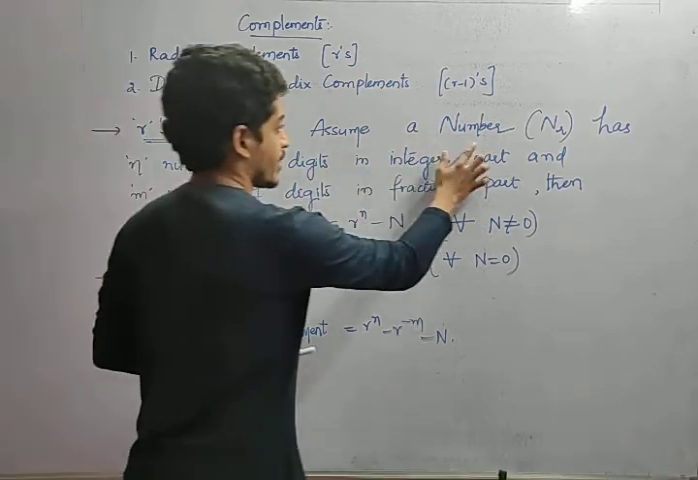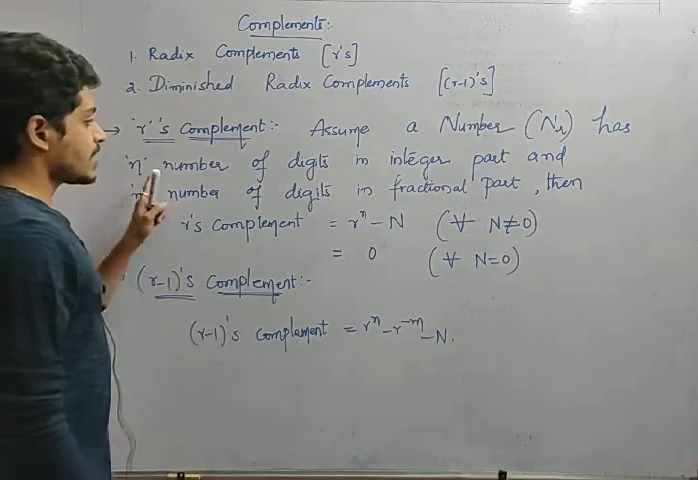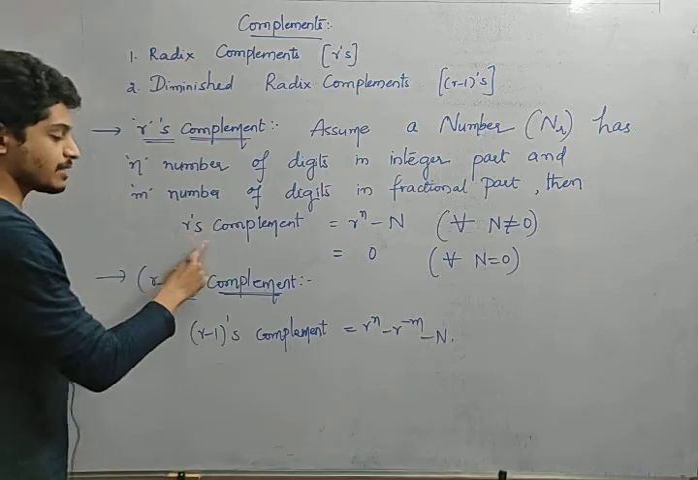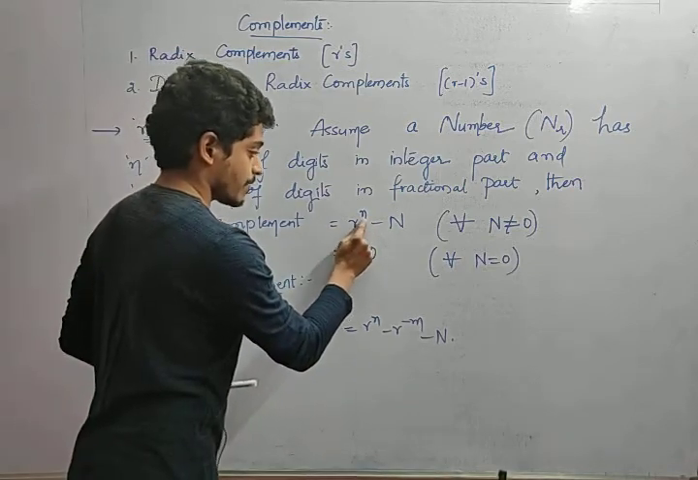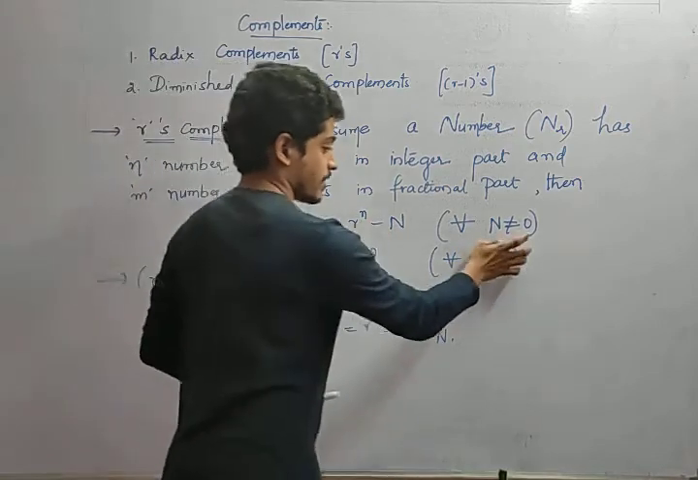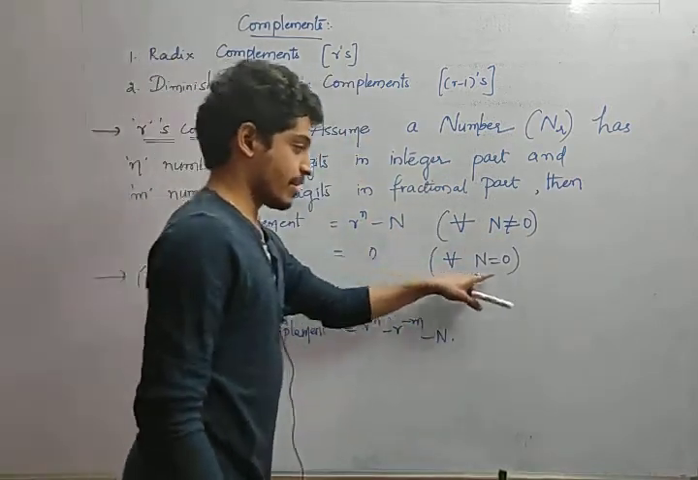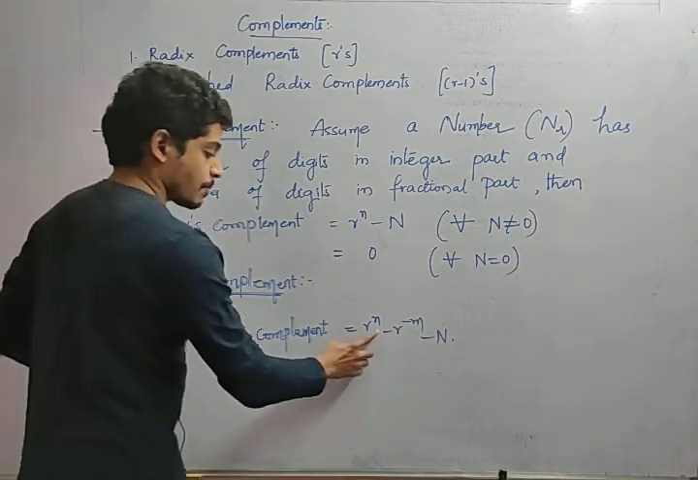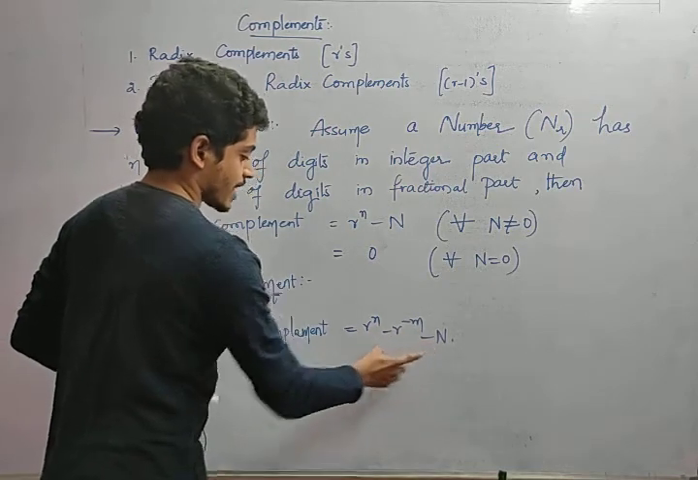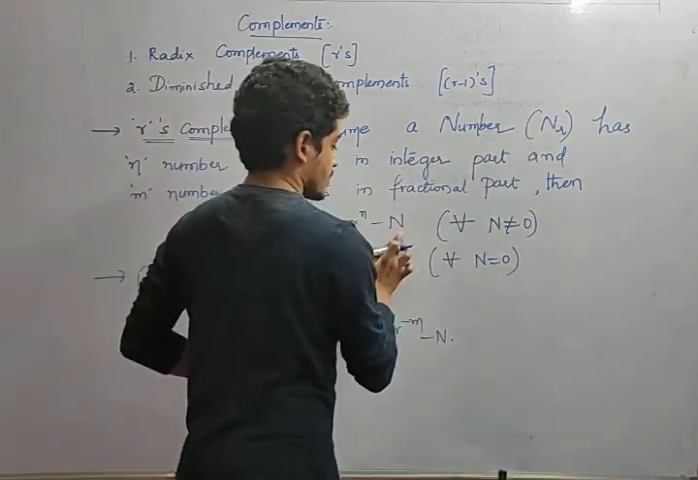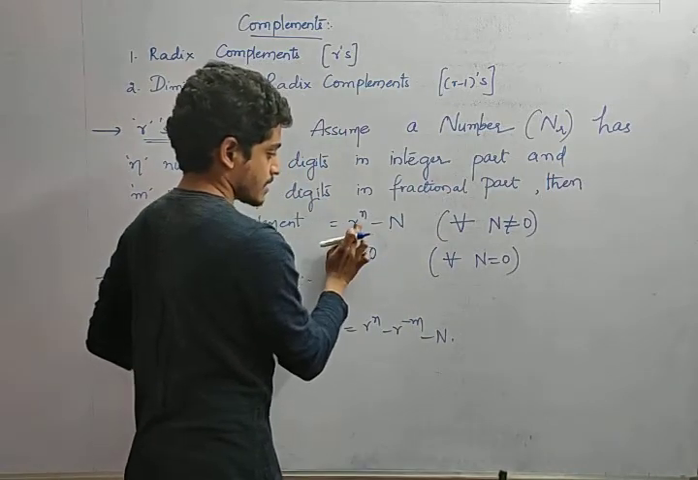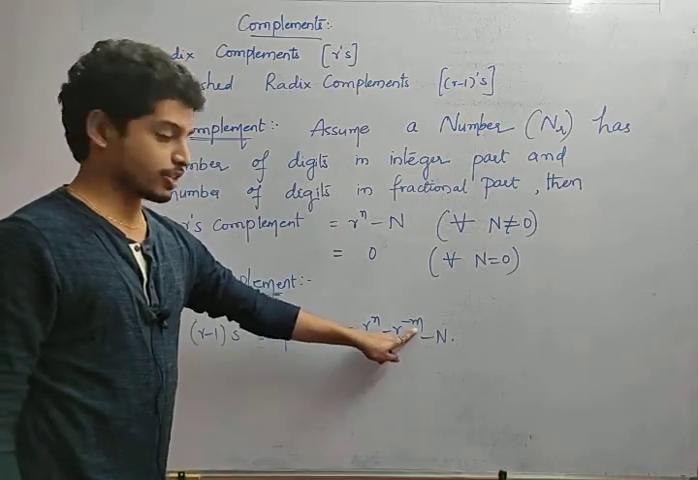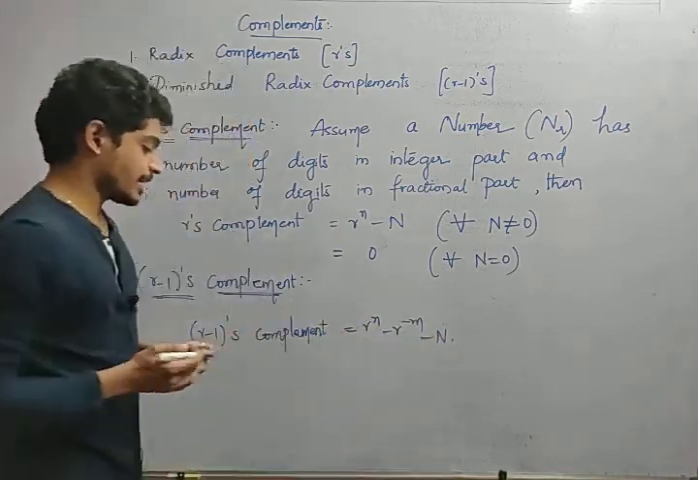Here, let us assume a number of base R has n digits in the integer part and m digits in the fractional part. Then R's complement is R to the power n minus N for all N not equal to 0, and 0 for N equal to 0. R minus 1's complement is R to the power n minus R to the power minus m minus N. Here N is the number, R is the base, n is the number of digits in the integer part, and m is the number of digits in the fraction part. If we apply this formula, we will get the complement.